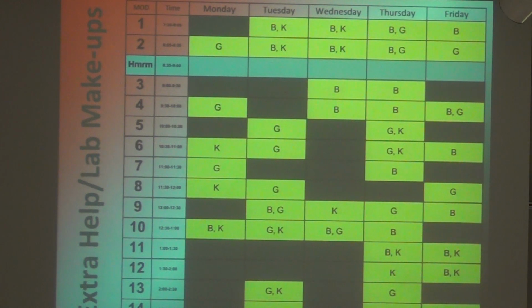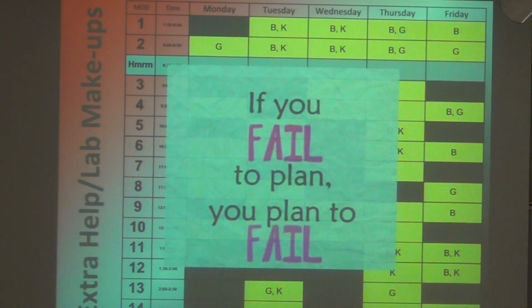Our schedules are posted in the resource center, outside our classroom door, outside the science resource or the science pod in the glass display case. So if you need to check and see how our schedule matches up with yours so you can get some help or make something up, it'll be easy to find. Keep up with your stuff. If you're not planning ahead, you're planning to fail.